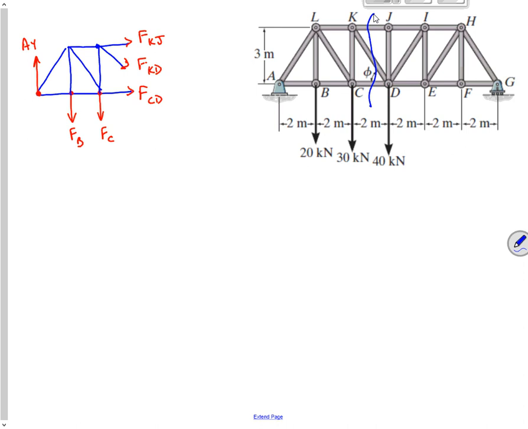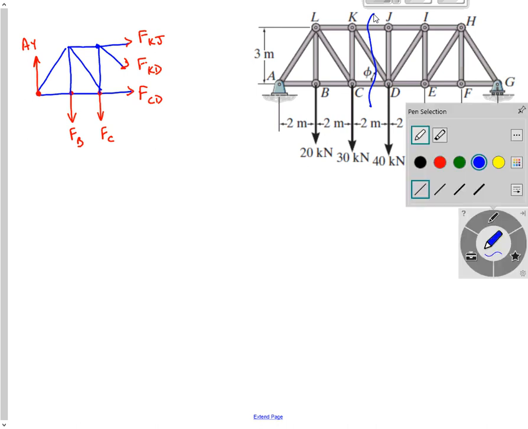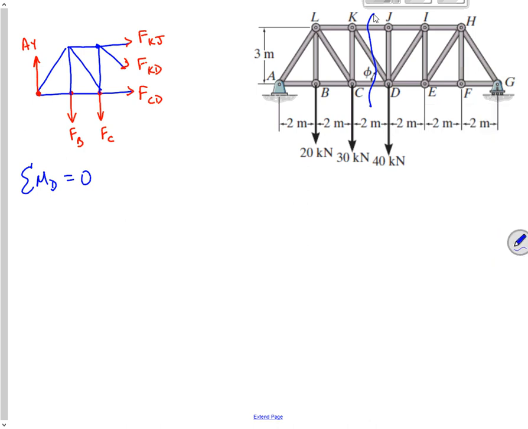So step 1, what am I going to do? Let's calculate moments about point D. Why am I going to choose point D? Look at where D is. I'm going to do the sum of the moments about D equal to 0. The reason I chose D is that 2 of these unknown forces, FKD and FCD, both pass through that joint. Therefore, they don't produce a moment about it.